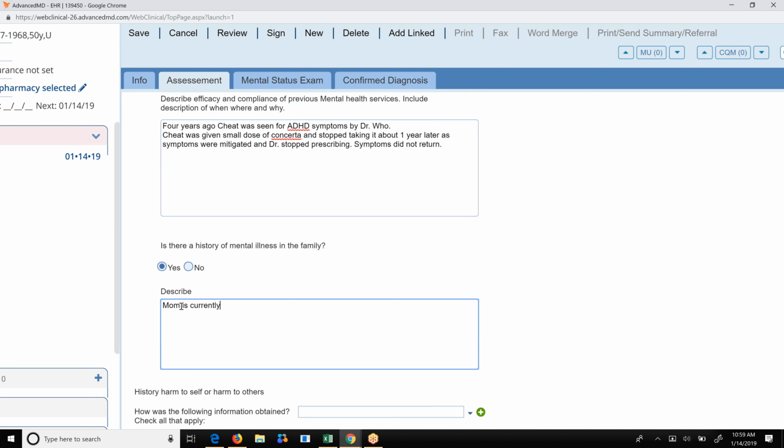History of mental illness in the family. If it's a yes, who was it and what was it? It's very possible there might be times when your patient says, "Yeah, well, I know my mom had some problems with some anxiety, but I don't really know specifics about that." Put that there. Just because they don't know specifics doesn't mean that it's not relevant.